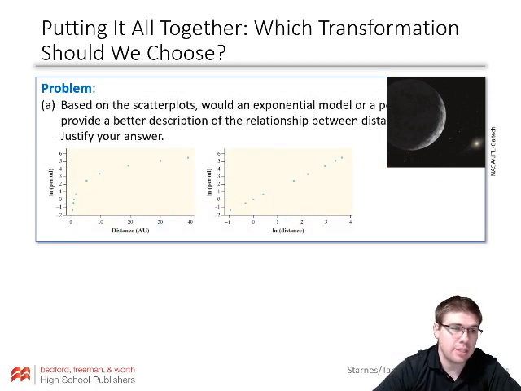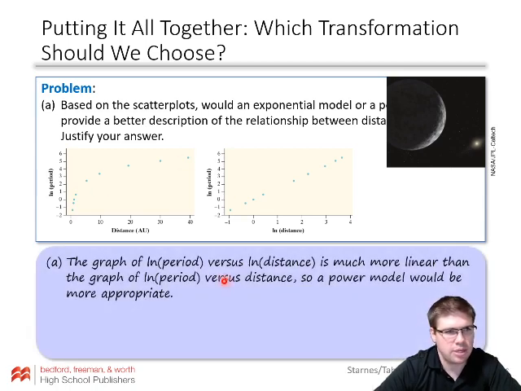So based on the scatter plots, would an exponential model or a power model provide a better description of the relationship between period and distance from the sun? Justify your answer. So the graph of log of both is much more linear than the graph of log of period versus distance, so a power model would be more appropriate.